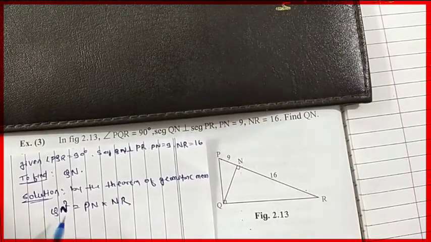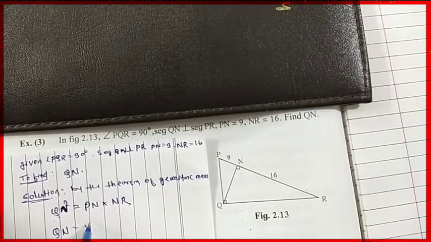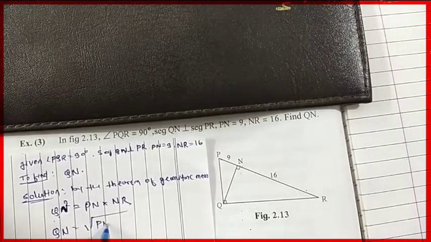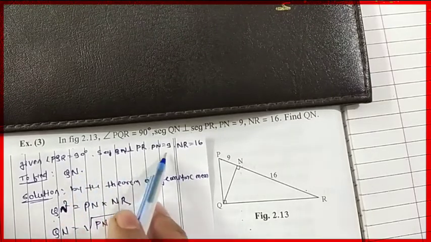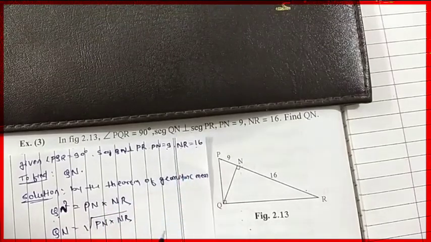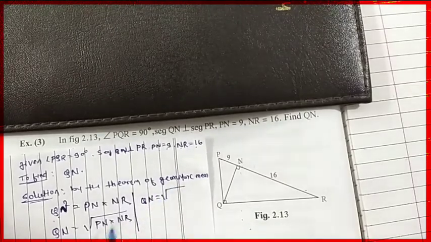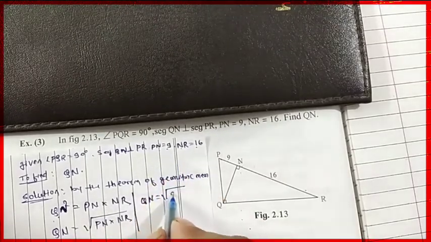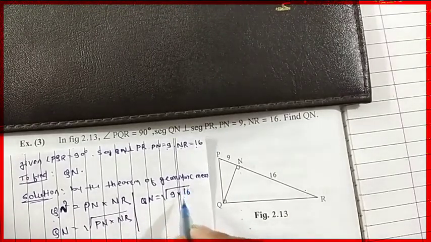Okay, so we have to calculate QN. So we have to take square root both the sides. Therefore QN equals root PN into NR. So now what is PN? PN is given here. It is 9 and NR is 16. Therefore QN equals root PN is 9, so we have to write 9, and NR is 16, so we have to write 16.